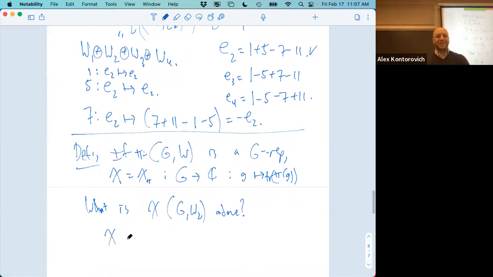Chi takes the elements 1, 5, 7, 11. Now, the representation is already one-dimensional. So the trace of a 1-by-1 matrix is the element that's in the matrix, so I don't have to do anything. The identity element takes E2 to E2, does nothing. The 5 element takes E2 to E2. The 7 element takes E2 to negative E2. And the 11 element takes E2 to negative E2.